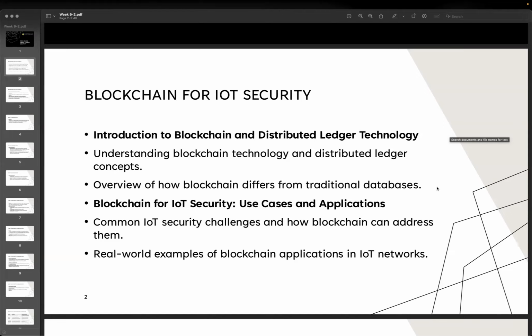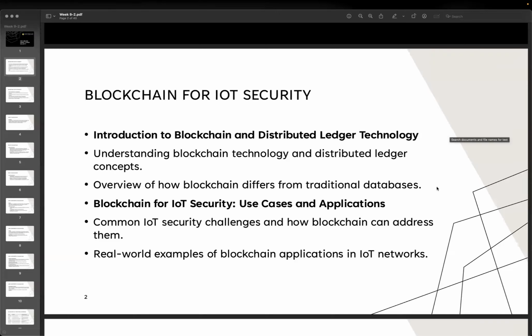Then we will show an overview of how using blockchain differs from using a traditional database, not really the RDBMS, the relational database, or even NoSQL. What are the possible use case applications we're going to apply? What are the common security challenges and how do these projects address them? Then, what real-world examples are there of blockchain applications in IoT networks, and also some smart contracts for IoT automation.